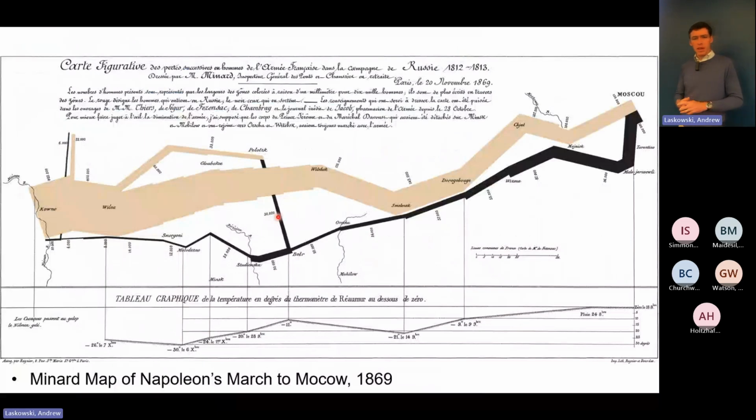Another very famous example, a little bit more abstract here, is a map of Napoleon's march to Moscow. Spelled wrong, sorry. Anyone studying history in the room?